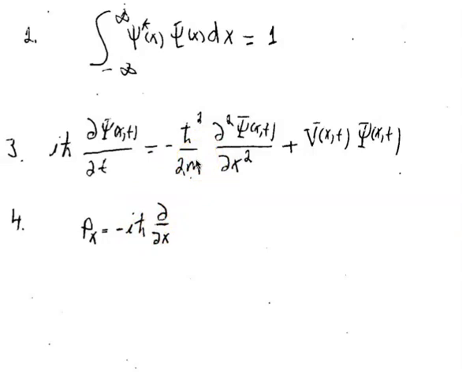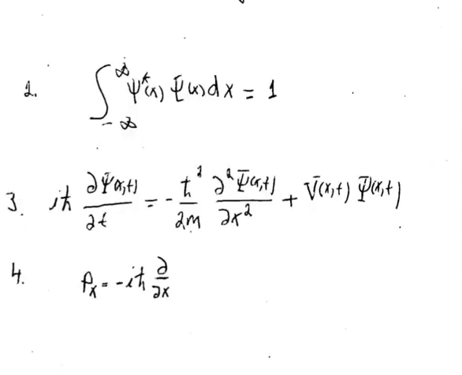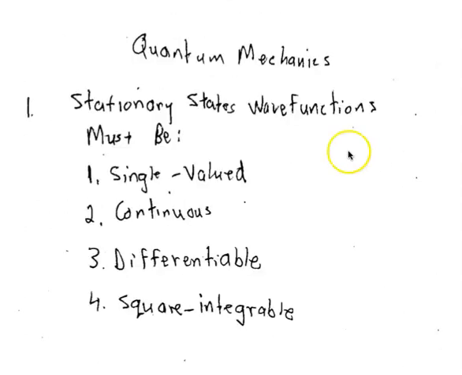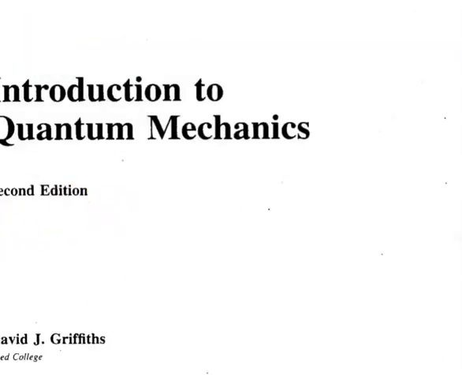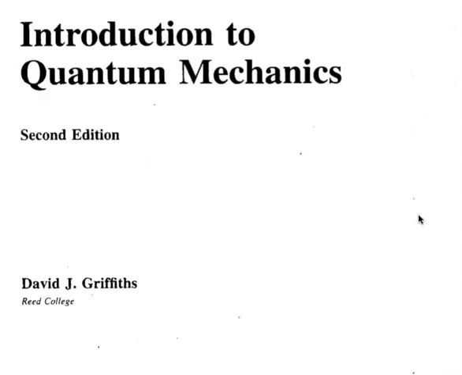Okay, let me go on now. All right, that's what I want to say about that. So these are four conditions that must be satisfied. Now let me talk about solving the Schrodinger equation in the case of the infinite square well. The first problem that we get to is in David Griffiths' book. I need you to go there.